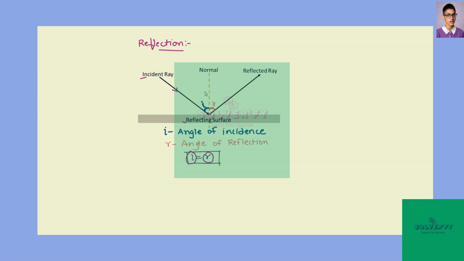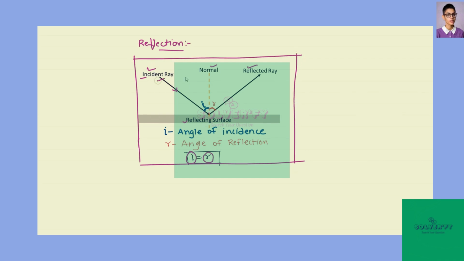As well as that, there are two other laws related to reflection. All three, that is the incident ray, the normal and the reflected ray, must lie in the same plane, and the incident ray and reflected ray should lie on opposite sides of the normal. So these are the three things which, whenever we observe them in the case of a light ray, we can call that phenomenon a reflection.